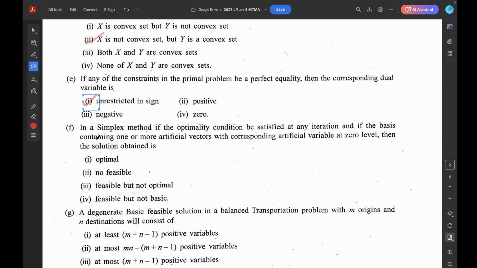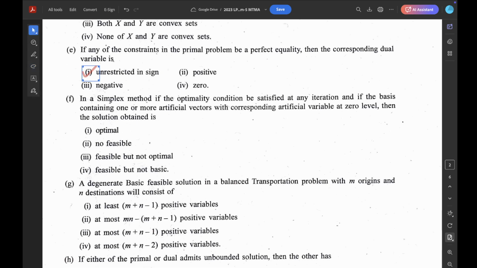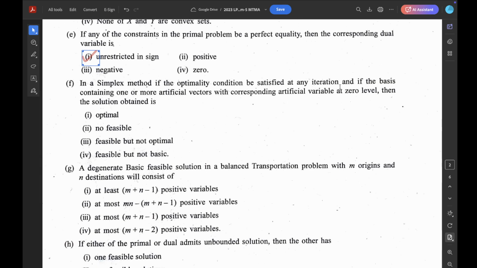Question 1f. In the simplex method, if the optimality condition is satisfied at any iteration and the basis contains one or more artificial vectors with the corresponding artificial variables at 0 level, then the solution obtained is: option 1, optimal, option 2, not feasible, option 3, feasible but not optimal, option 4, feasible but not basic.